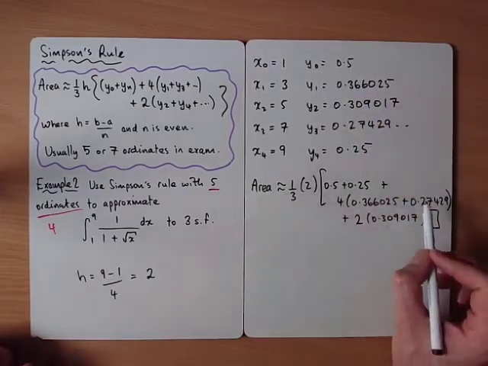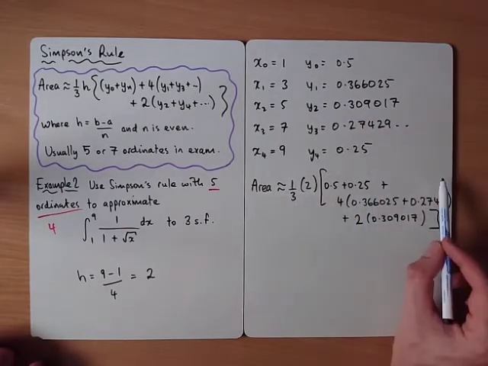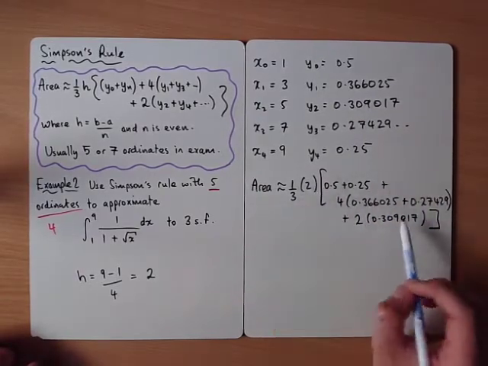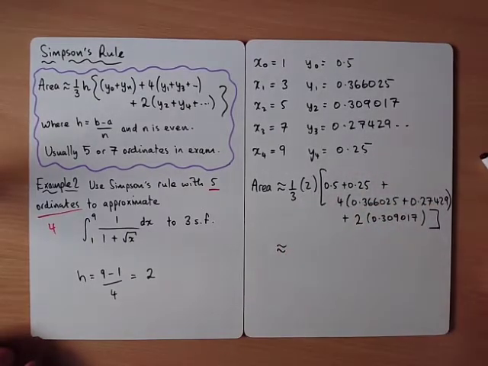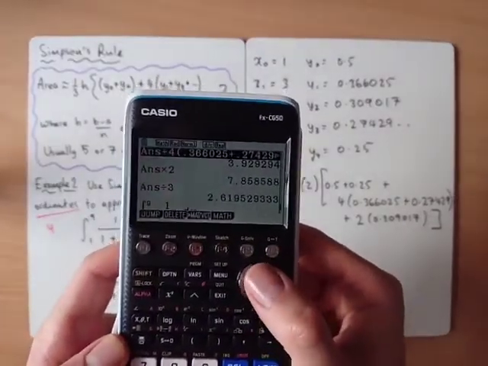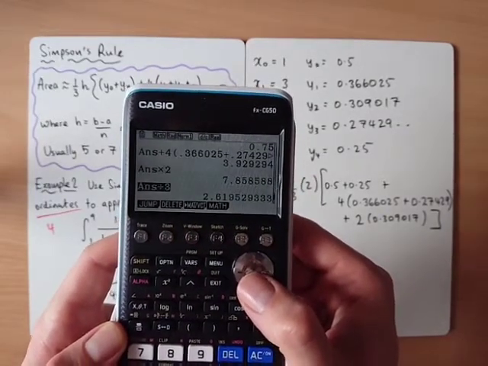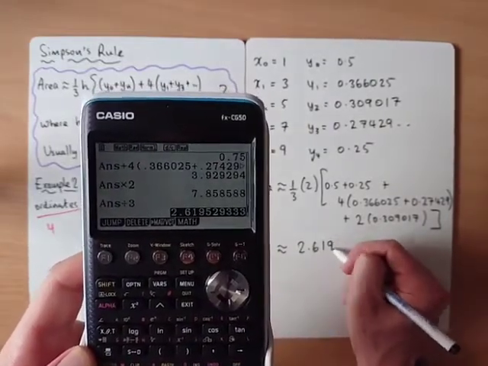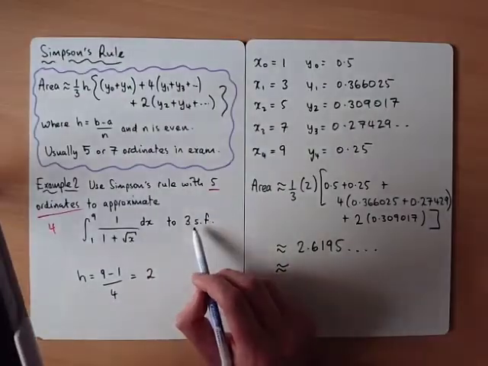In terms of the marks in the exam, this could be like a 4-mark question, maybe a 5-mark question. If you show this method here with the correct values, you've got the vast majority of the marks. The last mark is just for evaluating this on the calculator. Let's see what we get. I subbed them in, times by 2/3 at the end, and I'm getting 2.6195.